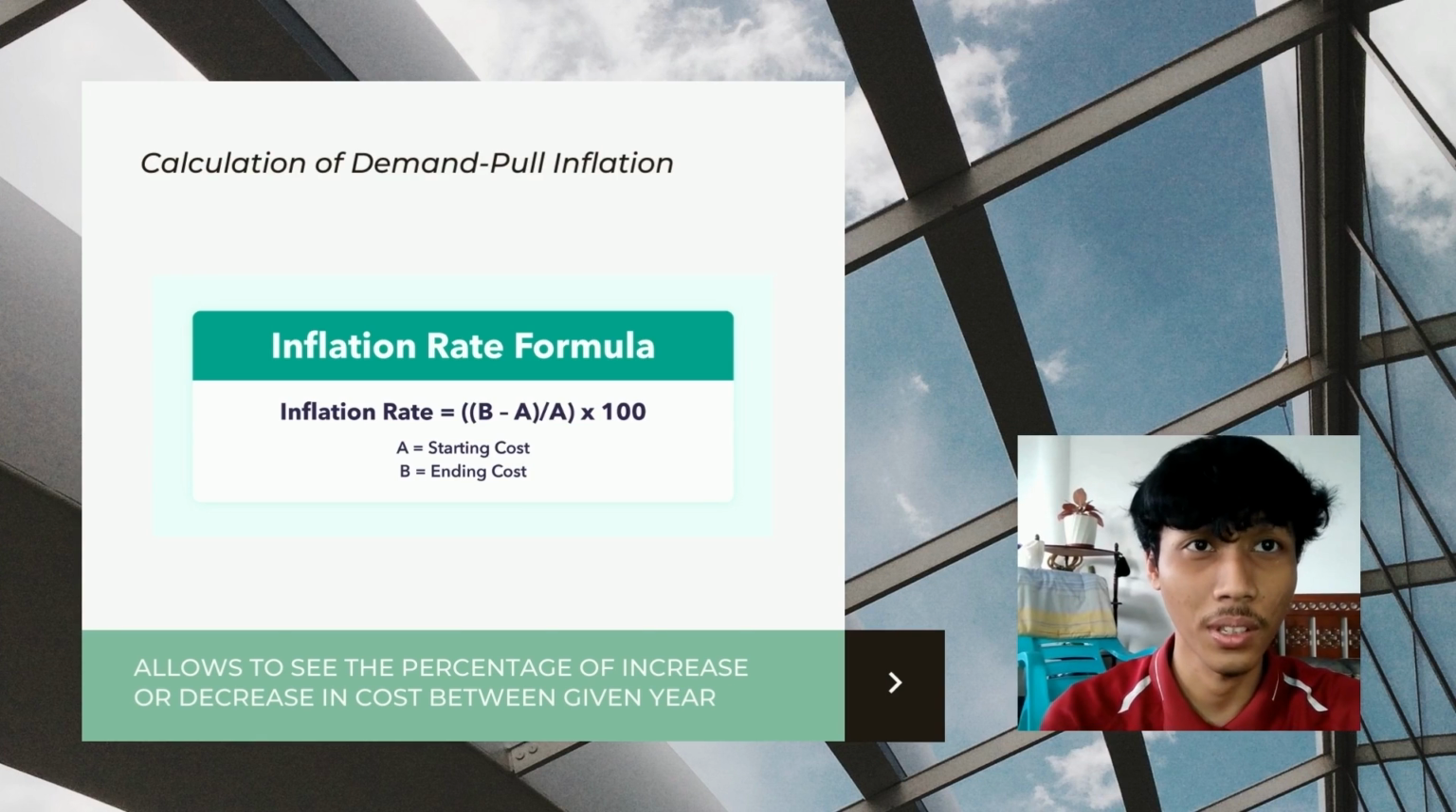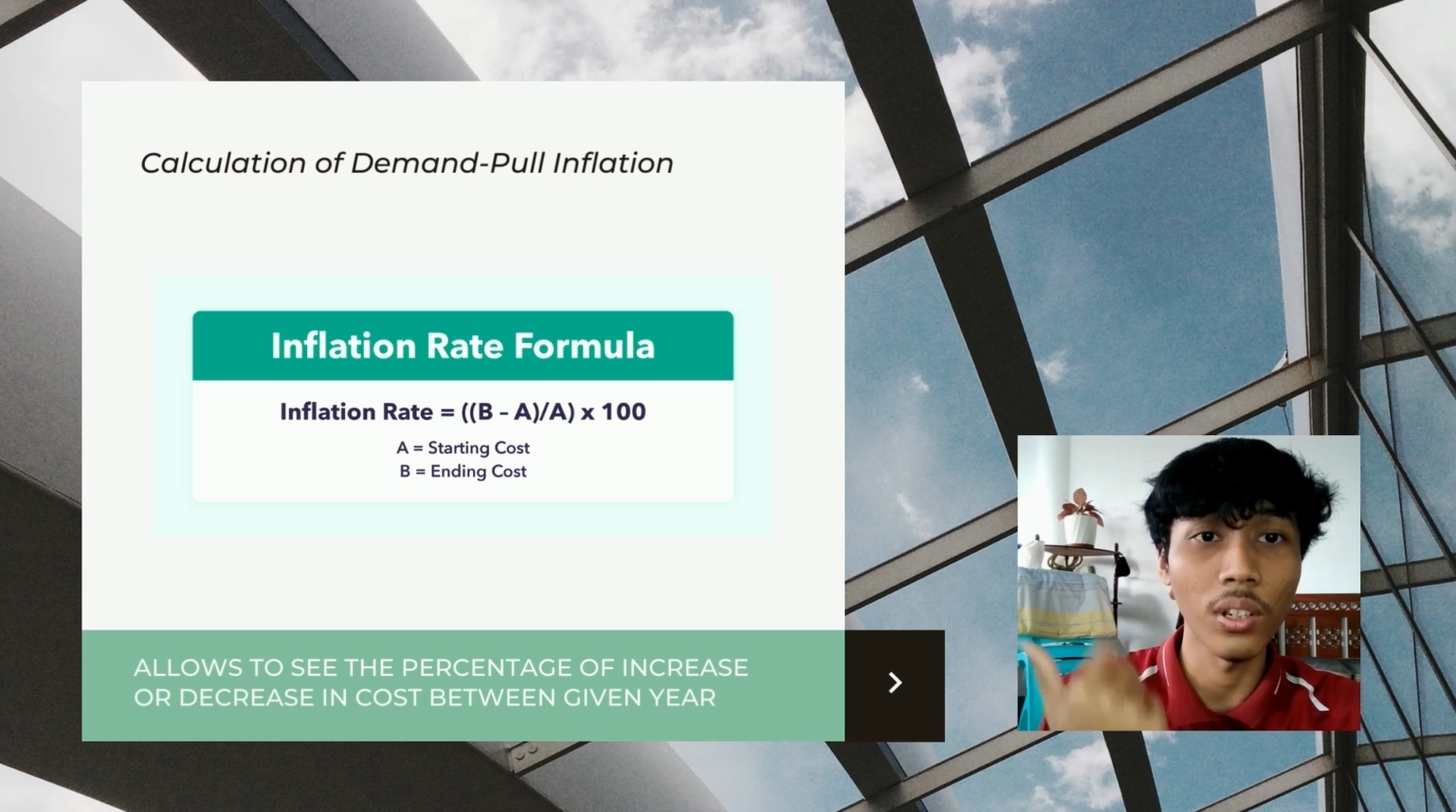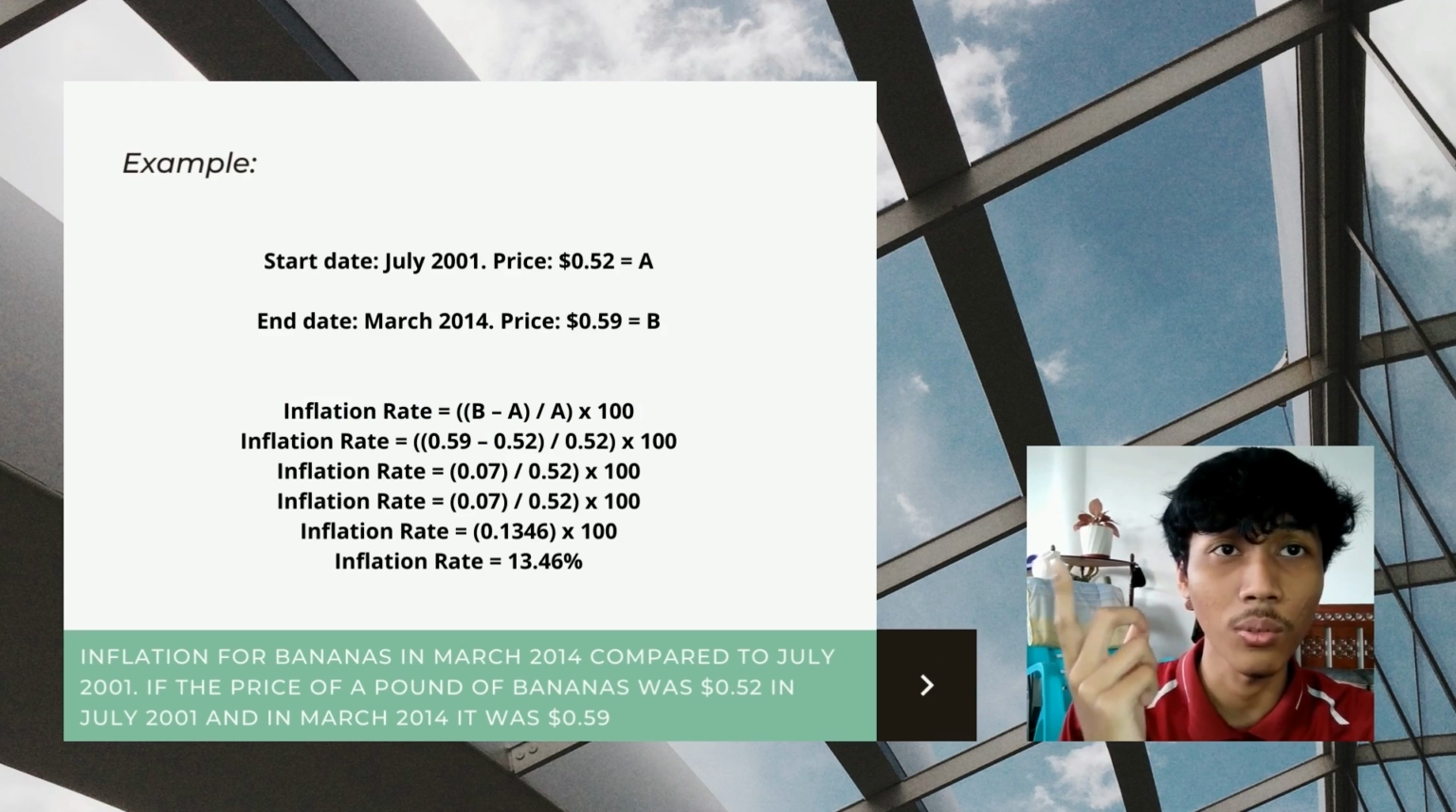Okay, my name is SYAKIR bin AZMI. Today I will explain about calculation of demand pull inflation. As you can see here, this is the inflation rate formula. This can allow us to see the percentage of increase or decrease in cost between given years, by how much percentage. Okay, next is the example of how to calculate using the formula.